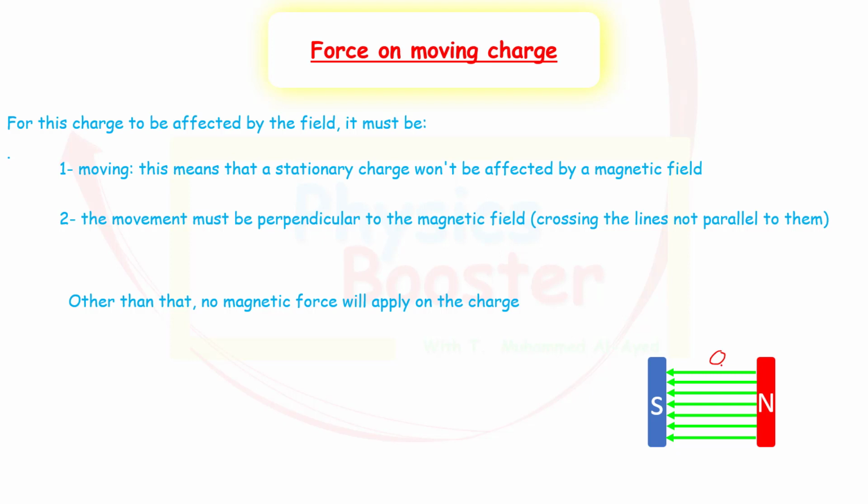In other words, if it's moving this way, it's affected. Or if it's moving this way, it's affected. Other than that, it won't be. In other words, if it's going parallel to the magnetic field, it will not be affected by a magnetic force. But if it's going in a diagonal way, it will be affected. But in this case, we would have to find the x component and the y component. It's a long story, but the idea is that it must be passing perpendicularly through the magnetic lines. Other than that, no magnetic force will apply on the charge.